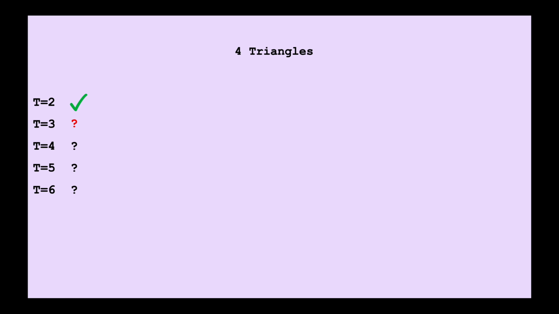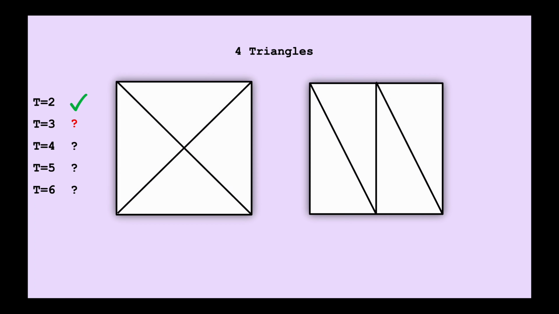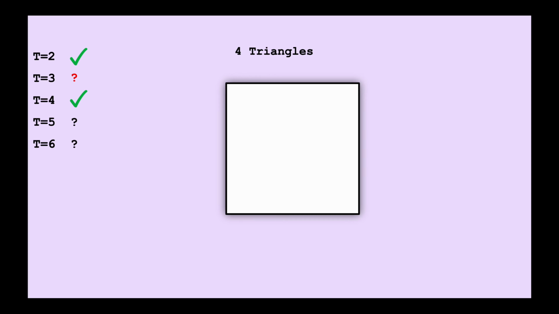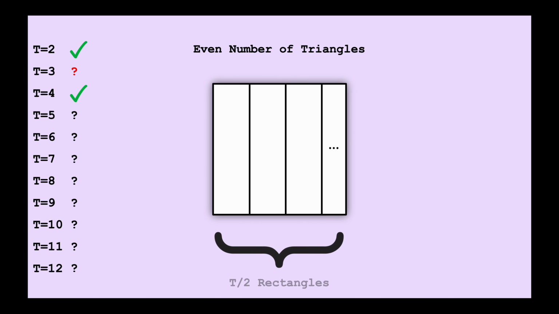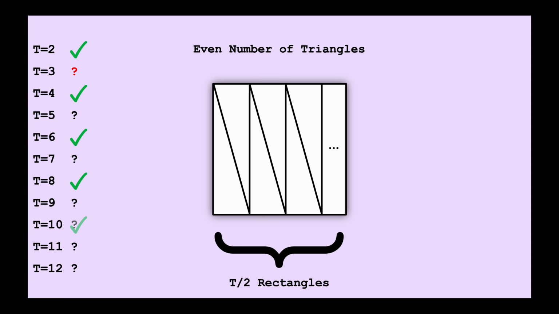t equals 4 is pretty simple. Here are 2 triangulations that work. In fact, we can form a general solution for all even t just by adding more rectangles to the second configuration. To be more precise, we can make t over 2 equal size rectangles and divide each rectangle into 2 triangles, leaving us with t triangles of equal area. Therefore, t equals 6, t equals 8, t equals 10, and so on all work.